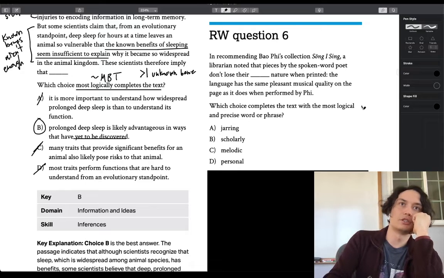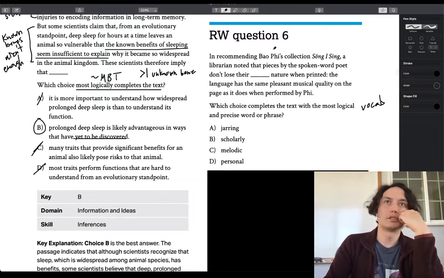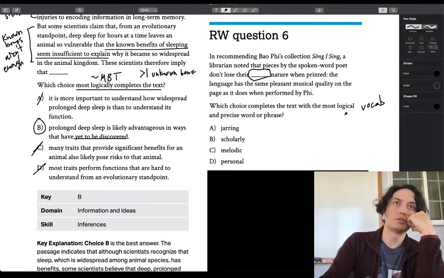Okay, so this is just going to be vocab. Great. In recommending this poet's collection, Song I Sing, a librarian noted that pieces by the spoken word poet don't lose their nature when printed. The language has the same pleasant musical quality on the page as it does when performed by Fee. Which choice completes the text with the most logical and precise word or phrase?